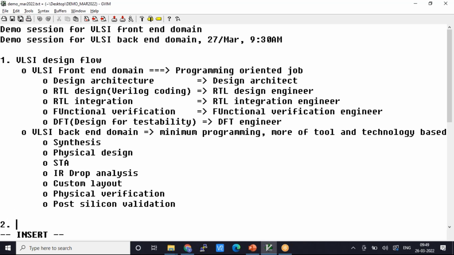Today's demo session, as I said, will be focused on front-end domain. That means we will be doing the demo session for RTL Engineer. We'll be doing the demo session for integration as well as for functional verification. Now, what does the term RTL mean? Let's understand quickly.